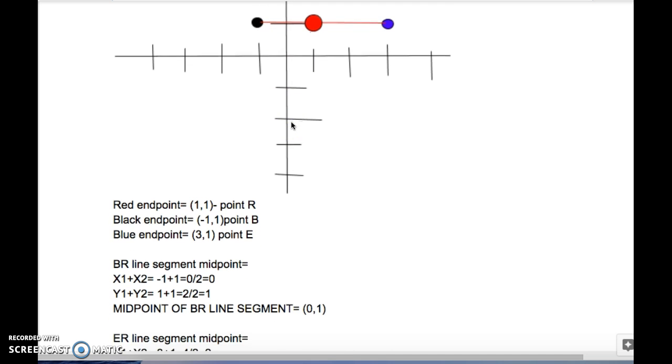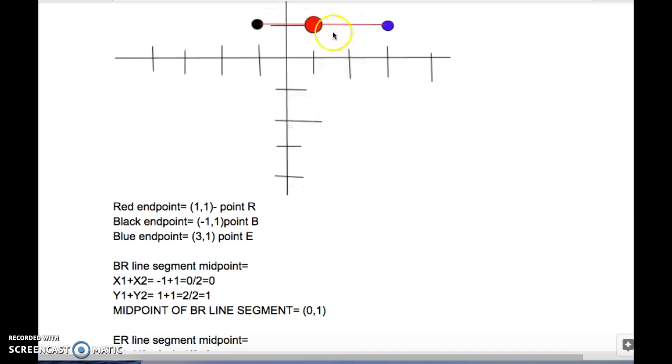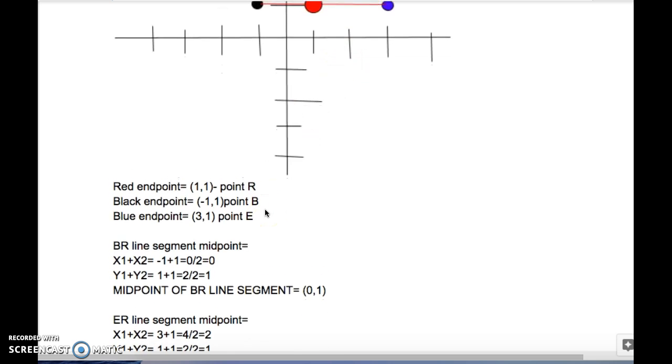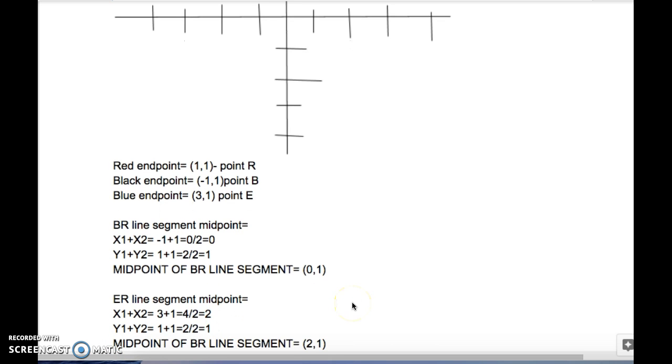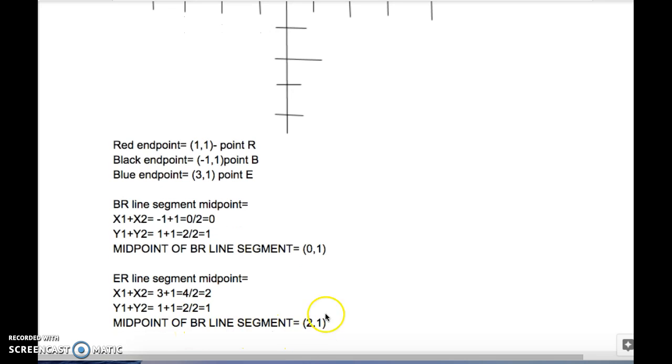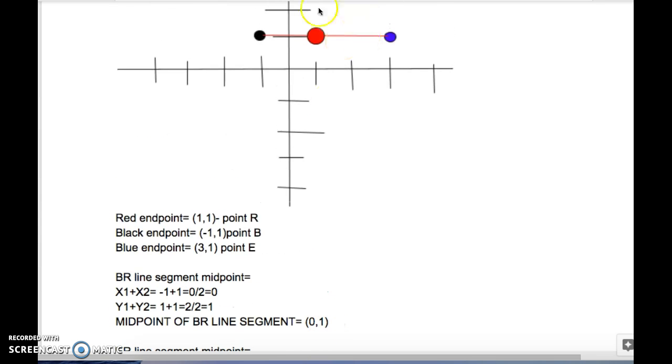Then we want to find the midpoint for the ER line segment, and E is going to be the blue endpoint, which is right here. And so we want to find the midpoint for this new line segment, which is right here. And to find the coordinates of that, we have to plug in our points into the midpoint formula, which again is x sub 1 plus x sub 2 divided by 2, and then y sub 1 plus y sub 2 divided by 2. And then for the midpoint, we find 2, 1 for the midpoint of this line section.